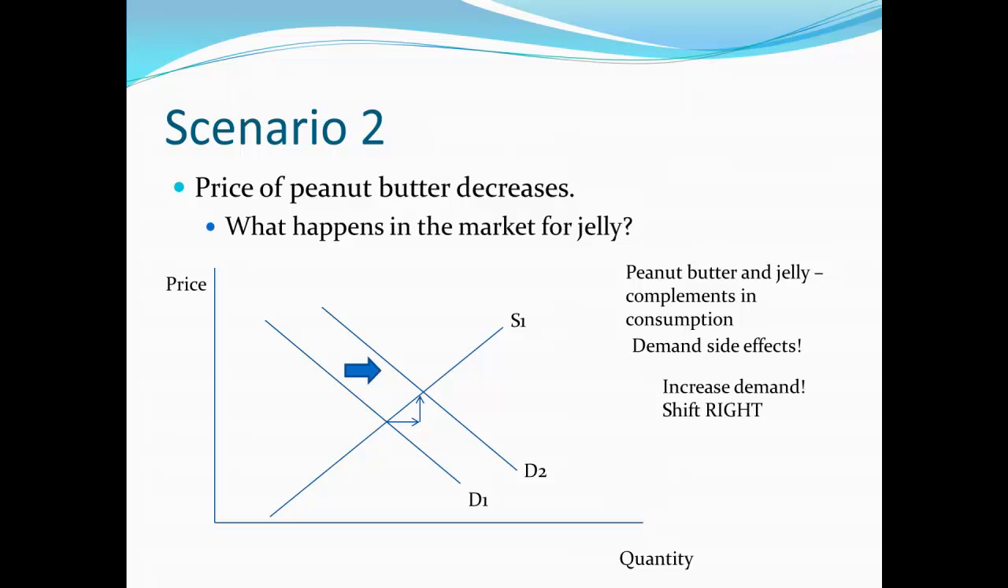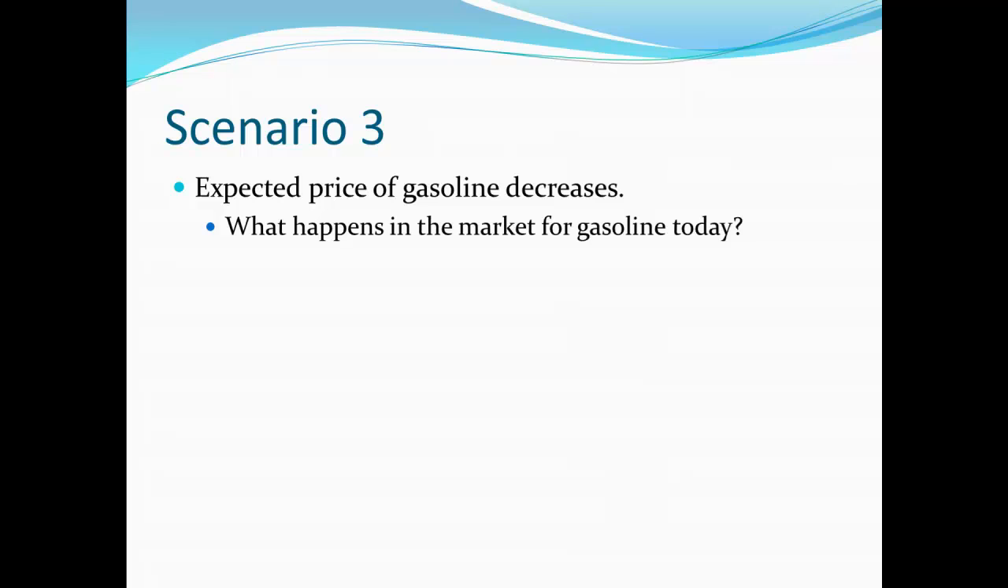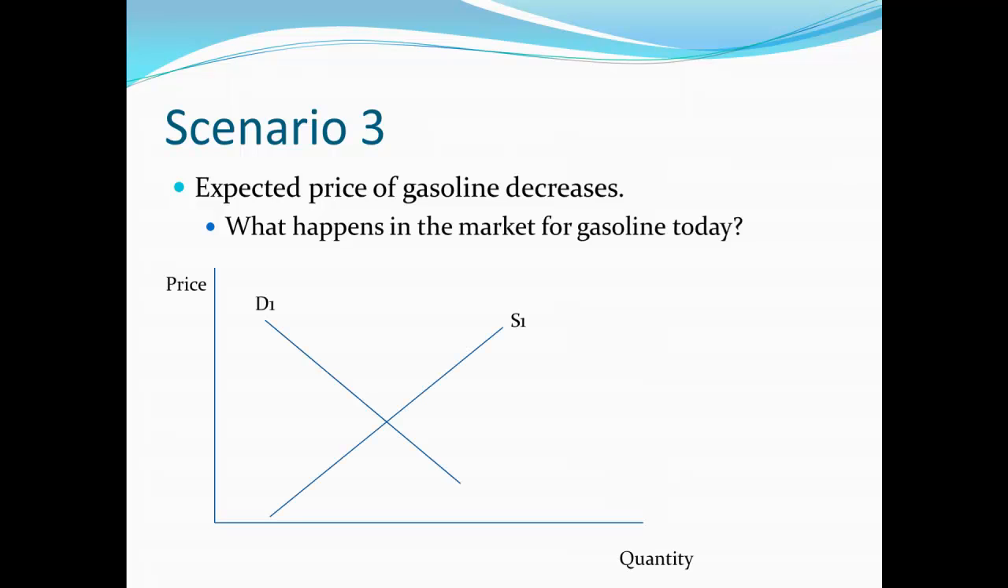Let's consider another harder case, scenario 3, where the expected price of gasoline decreases. The question is then, what happens in the market for gasoline today? Well, let's start with our starting graph. We'll always start at the same place: draw a demand curve, draw a supply curve, price and quantity axes. Now we need to think through the scenario. The expected price of a product, what does that change? Well, expected future prices, it ends up, affect both sides. Both demand and supply are affected by the expectations regarding future prices.